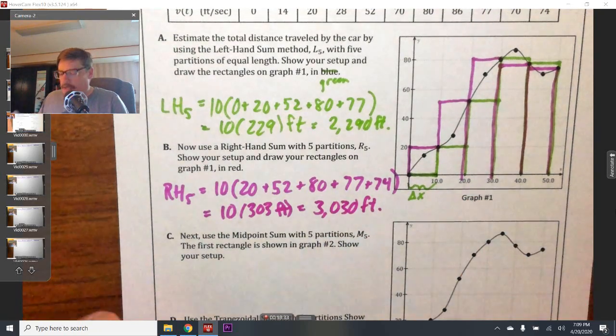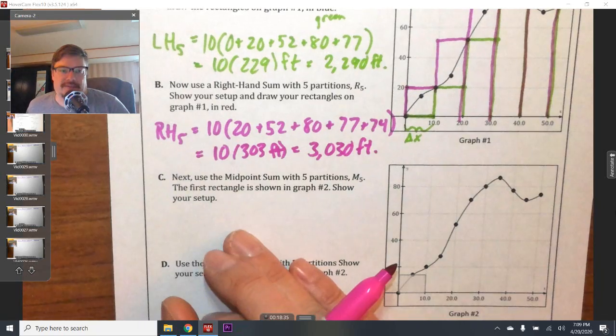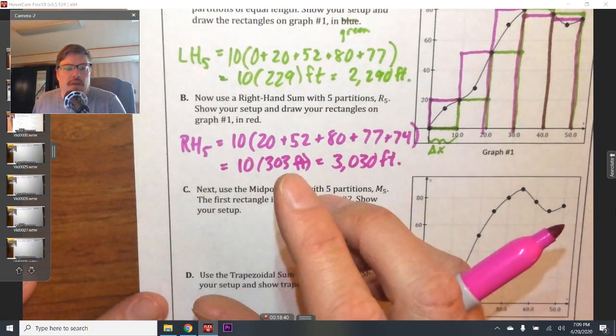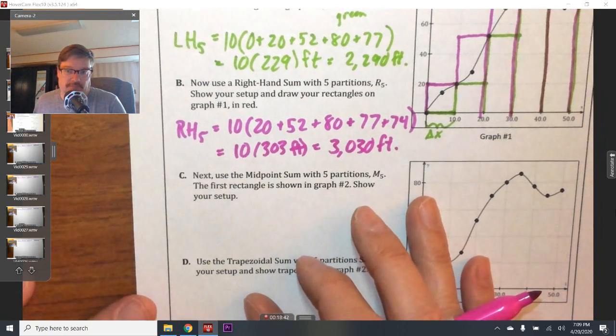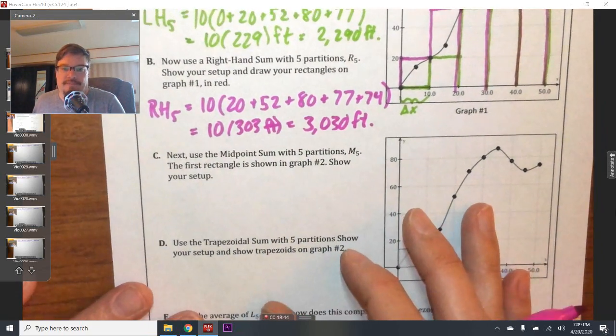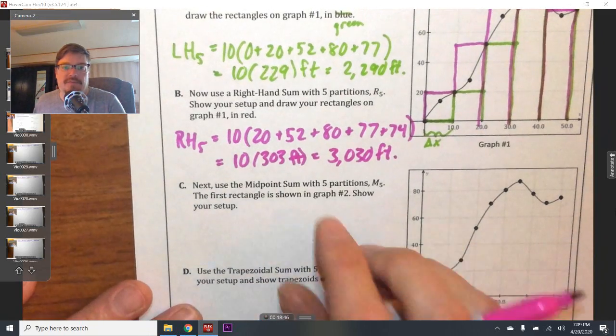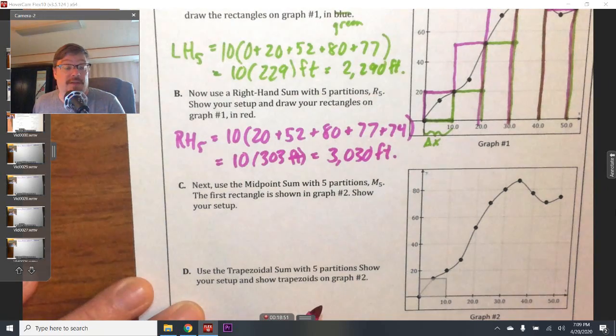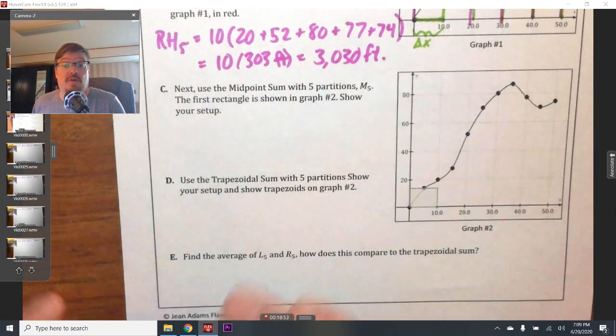Now, you know what? I might as well just tell you the trapezoid. The trapezoid is basically going to be the average of these two. You add this up, divide by 2. That's the trapezoid. But I want to draw the picture of it.